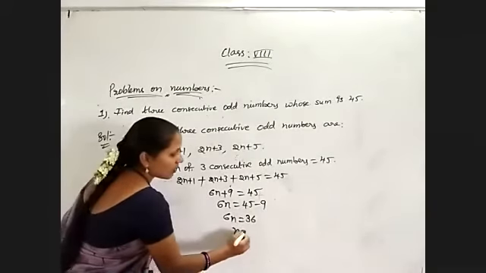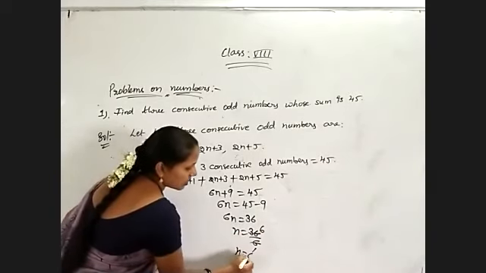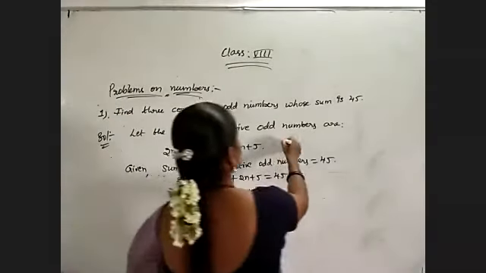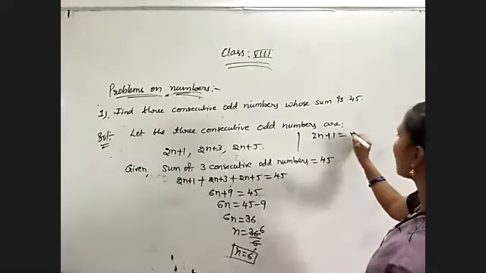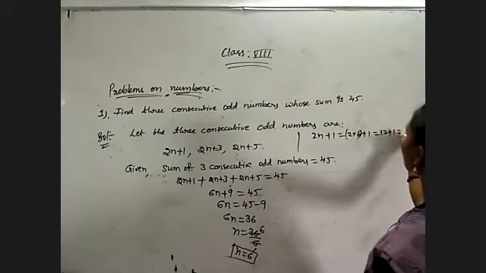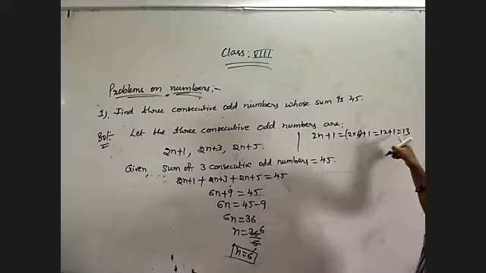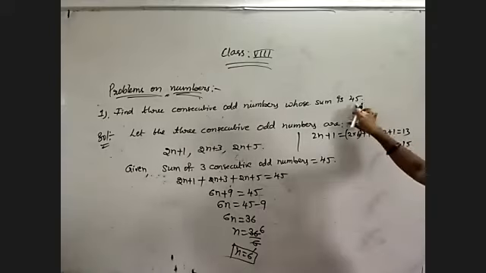Then n will be equal to 36 by 6. 6 ones are 6, so n is equal to 6. The n value we got is 6. Therefore the numbers are 2n plus 1, which is 2 into 6 plus 1, equal to 12 plus 1, which is equal to 13. So what are the next consecutive numbers? 12 plus 3 is 15, 12 plus 5 is 17. 13, 15, 17 are the three consecutive odd numbers whose sum is equal to 45.